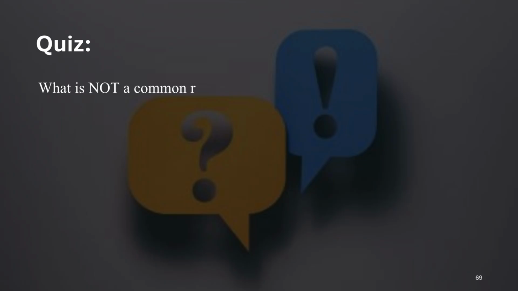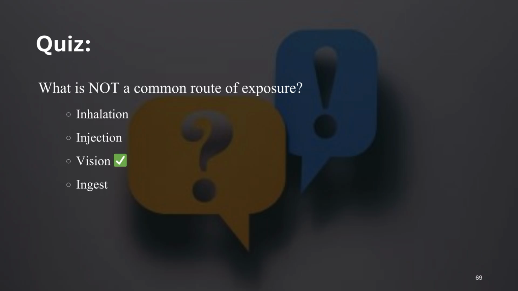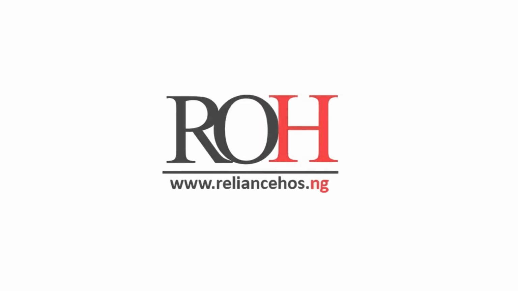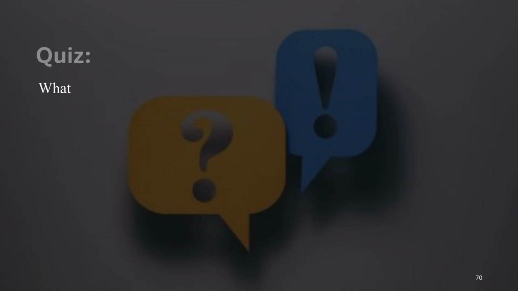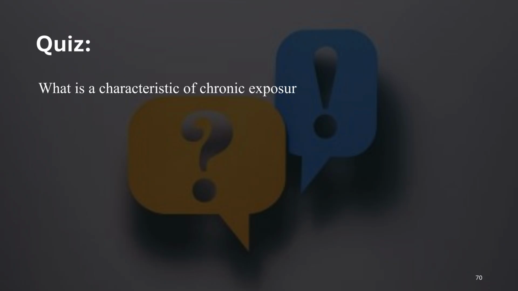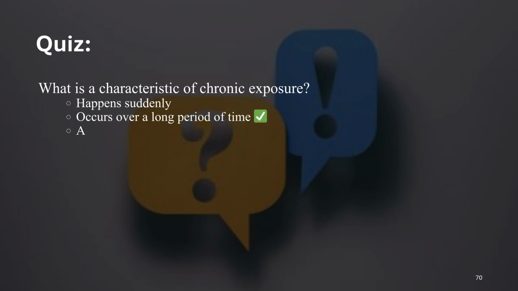Quiz. What is not a common route of exposure? Inhalation, injection, vision, ingestion. Quiz. What is a characteristic of chronic exposure? Happens suddenly, occurs over a long period of time, always fatal, causes immediate burns.